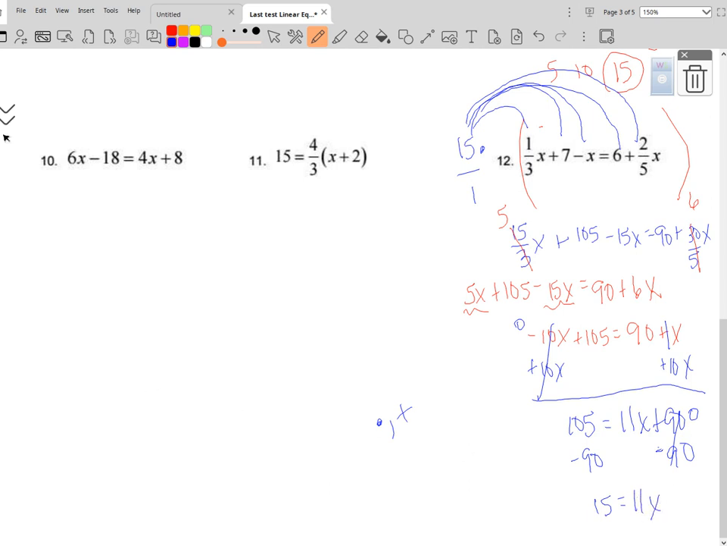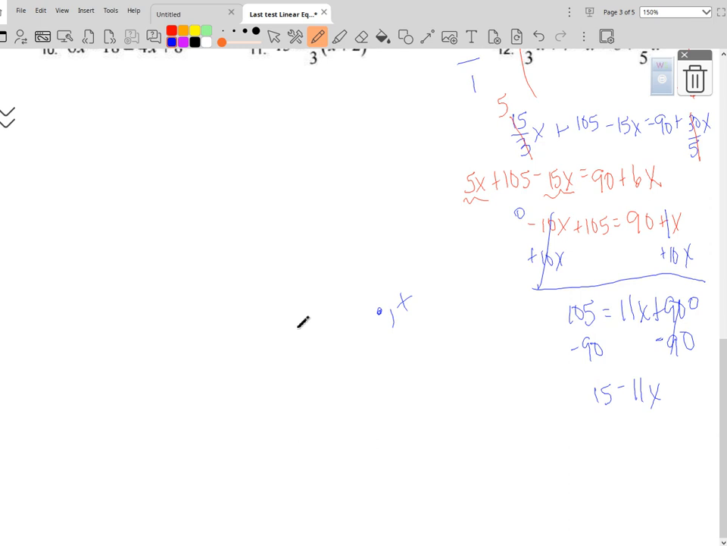How am I going to undo multiplying by 11? Dividing by 11, that's right. x equals 15/11. So if you put that in on your calculator, 15 ABC 11, and hit equals, you'll see you have 15/11 because that is in simplest form. Does that help, Jacob?